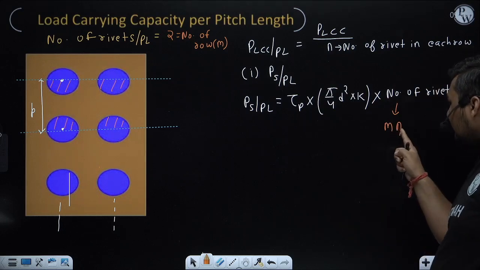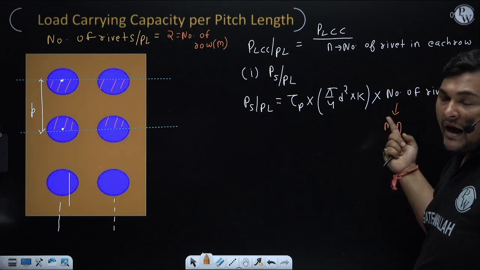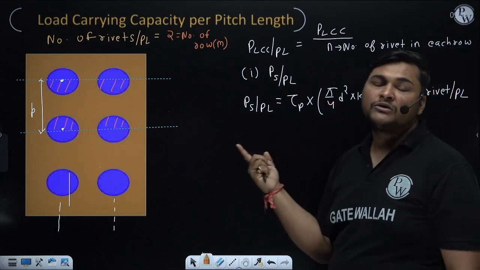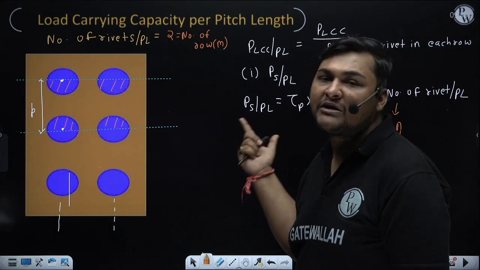And small m into small n is nothing but capital N, that is the number of rivets per pitch. The formula to calculate the total shearing load carrying capacity is tau p into pi by 4 d square into k into capital N. Same expression we are getting.